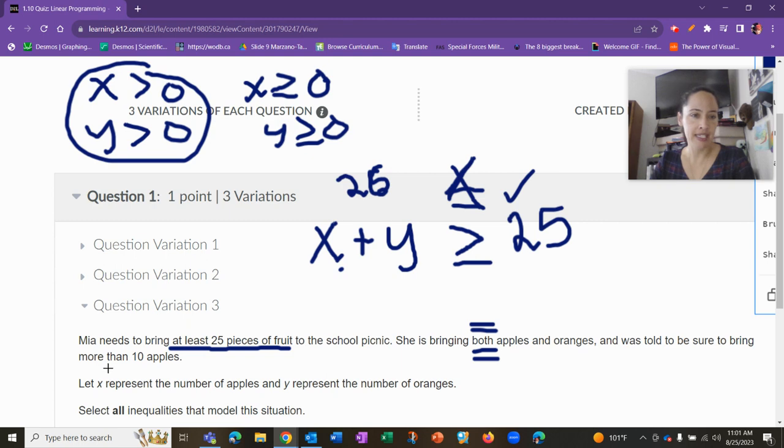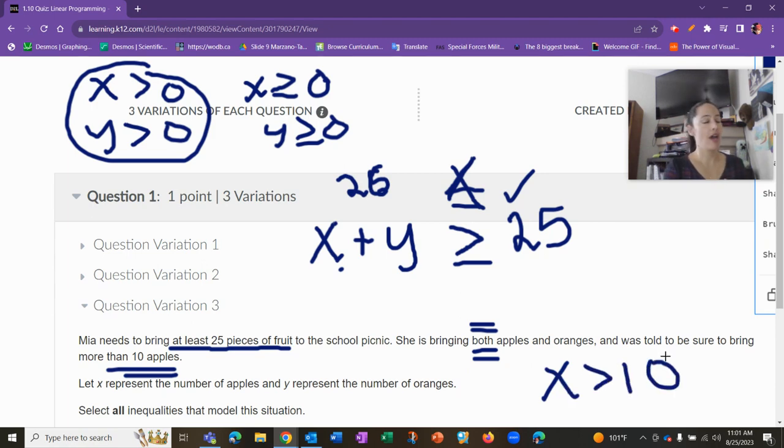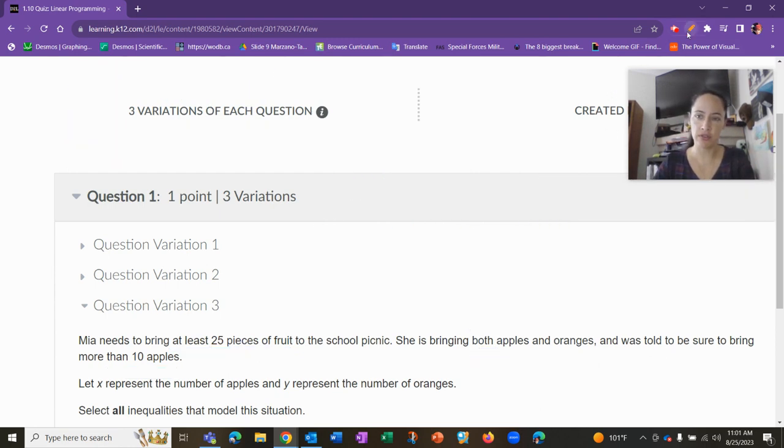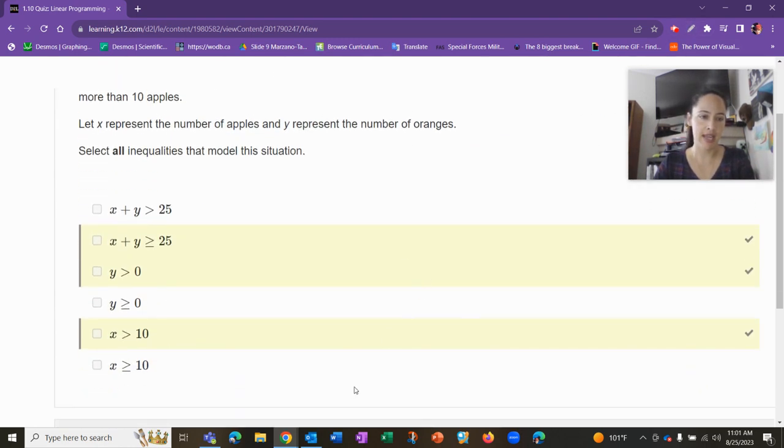And then finally, more than 10 apples. So X is apples. More than is that symbol. Not more than or equal to, not at least 10. More than, strictly more than 10. So she's got to bring more than 10. So 10 and a half, 10 and a bite, 11, right? So let's go look for those down here. Nice. They didn't give us that option, never mind. So we're good.